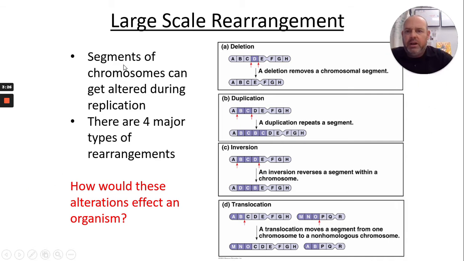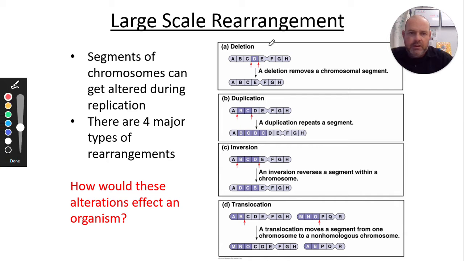A couple types of rearrangements here. You have the deletions up here. So in this case, A, B, C, D, E, F, G, H. In this case, A, B, C, E, we lost the D, right? The D got taken out. So that's a deletion. You lost part of your chromosome. A duplication, parts got duplicated, right? A, B, C, B, C. Now we have more DNA than what we want. That's not great either. An inversion, A, B, C, D versus A, D, C, B. Now it got flipped and it got rearranged.